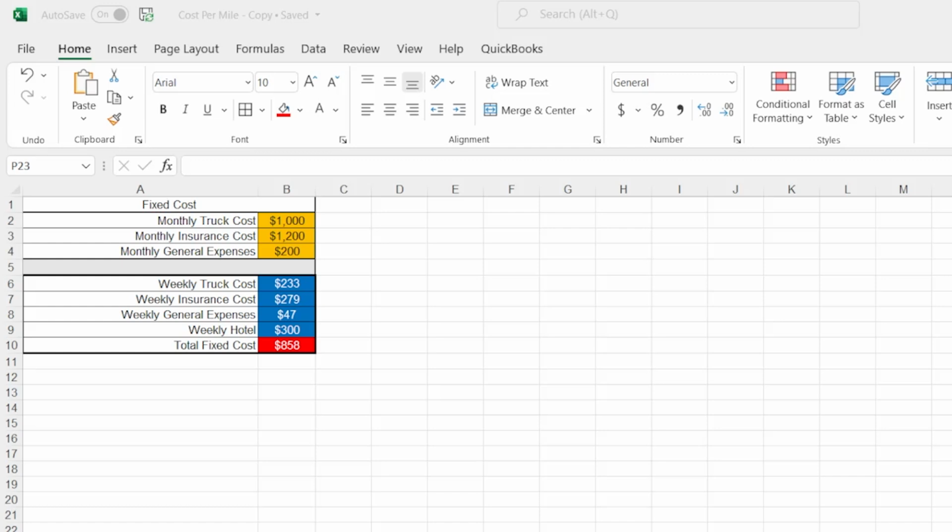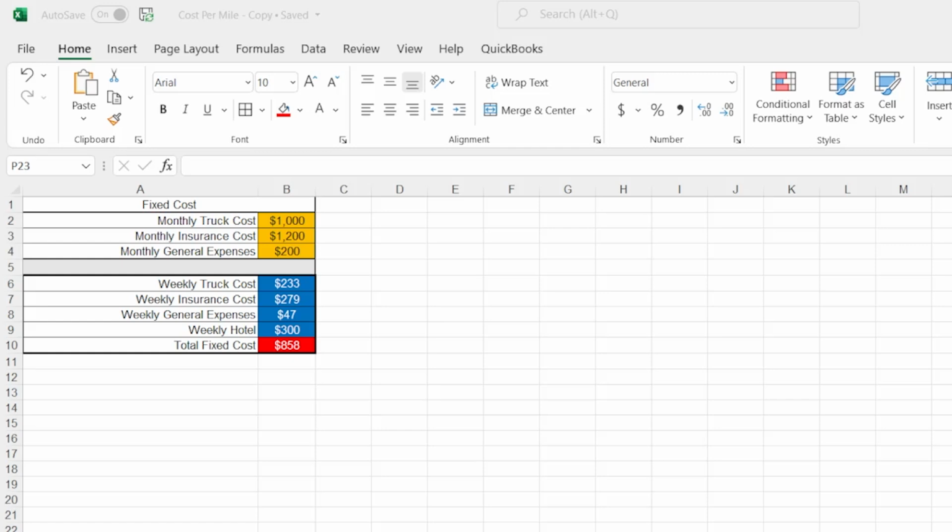Next, I have monthly general expenses. This is just kind of everything else that you might have. A QuickBooks subscription, a DAT subscription, maybe you bought some office supplies, maybe you bought some other miscellaneous supplies. This number can fluctuate wildly, but just generally speaking, let's account for $200 per month. And these are fixed costs. So this is the first part of the equation. Your fixed costs do not change no matter how many miles you drive.